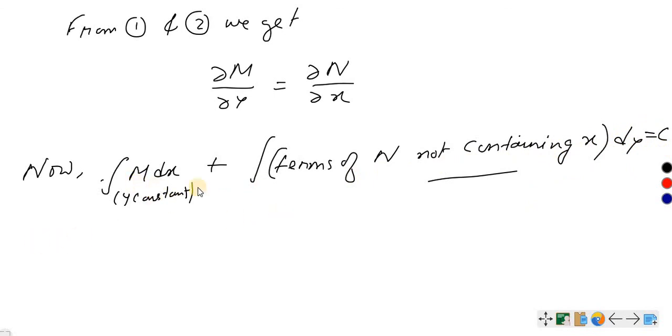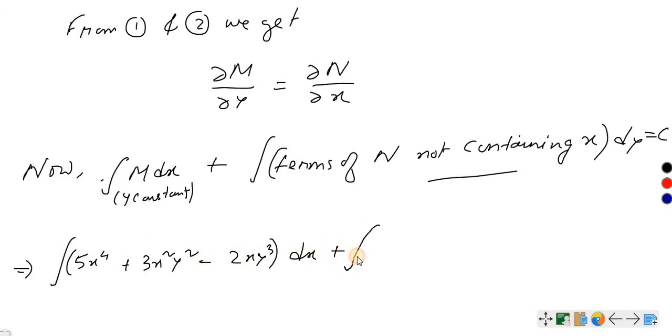So I will just put the values of m and n here. This can be further written as the integration of, so what was the value of m? It was 5x to the power 4 plus 3x square y square minus 2xy cube. This whole bracket closed, dx, plus, here we will be having what? Terms not containing x. Where? In n. So I will write n first here. n was 2x cube y minus 3x square y square minus 5y to the power 4.